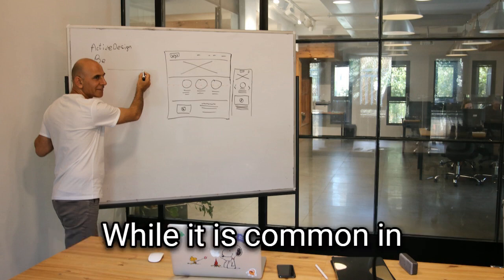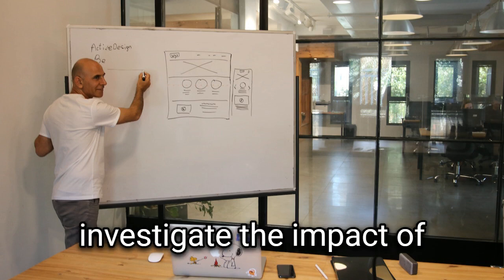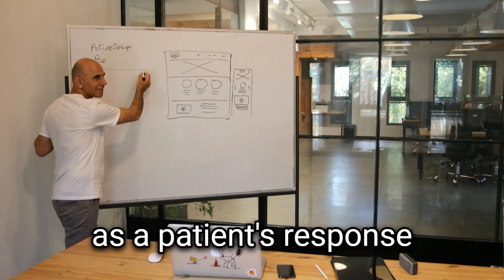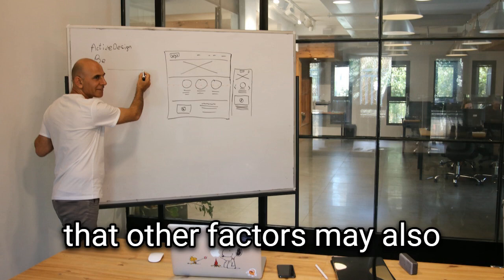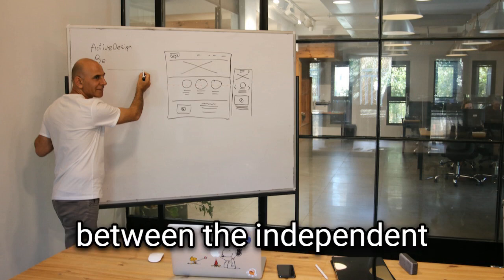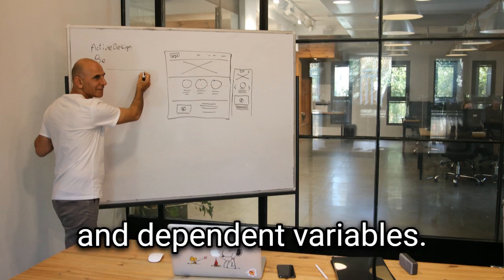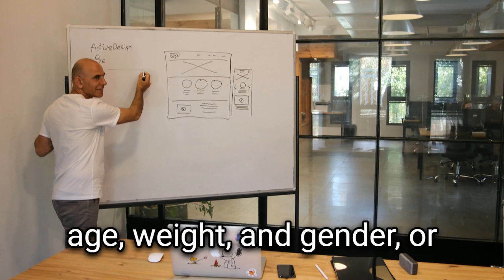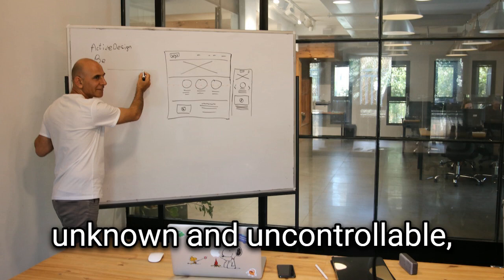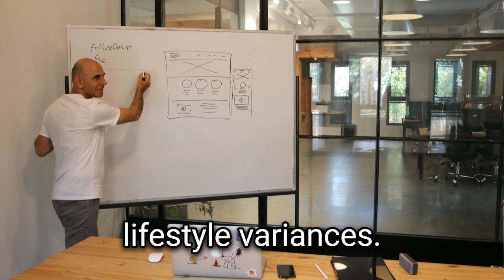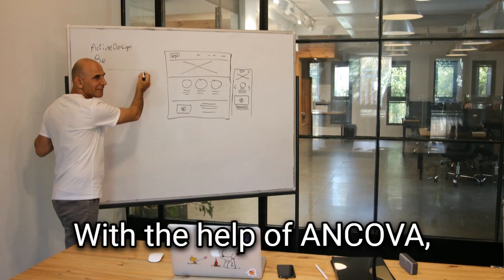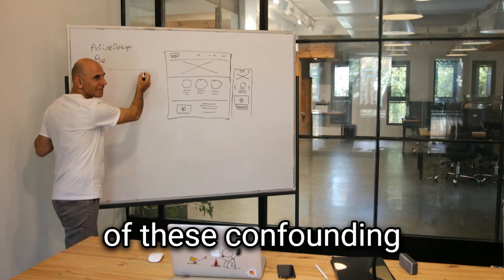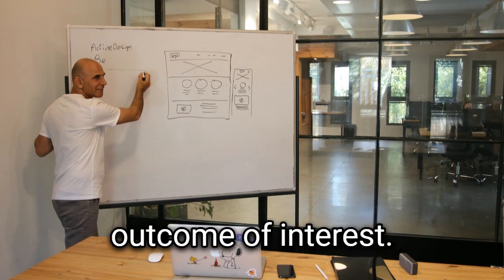factor. While it is common in experimental studies to investigate the impact of one variable on another, it is important to keep in mind that other factors may also influence the relationship between the independent and dependent variables. These extraneous variables can be either known and uncontrollable, such as age, weight, and gender, or unknown and uncontrollable, such as genetic or lifestyle variances. With the help of ANCOVA, we can eliminate the effect of these confounding variables on the main outcome of interest.